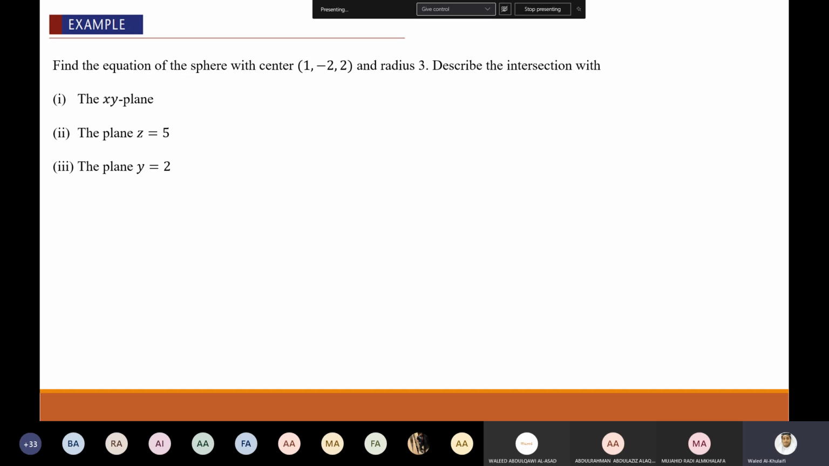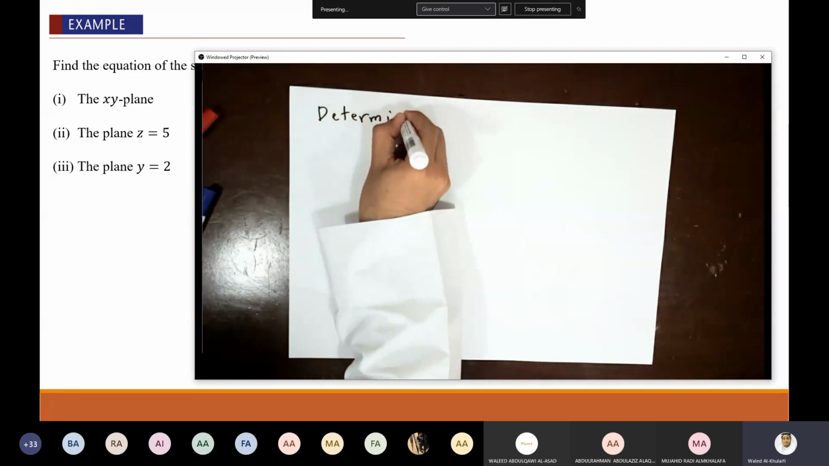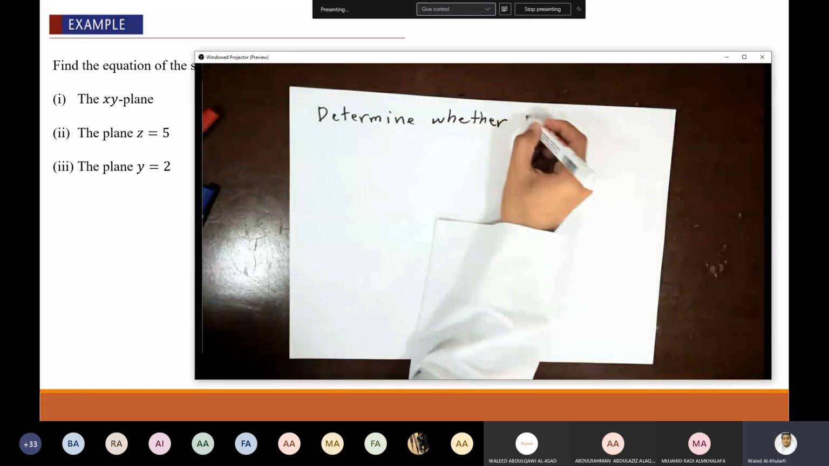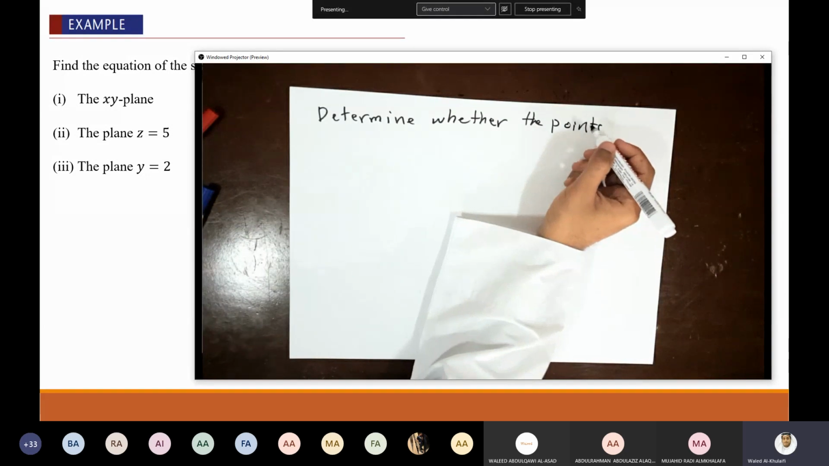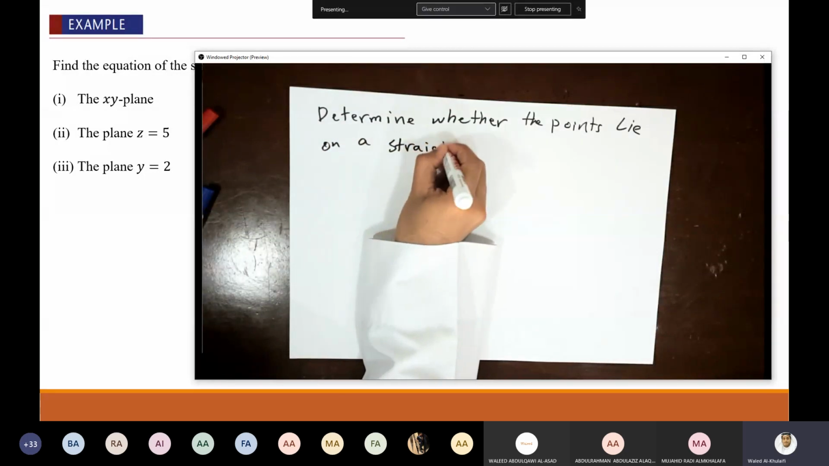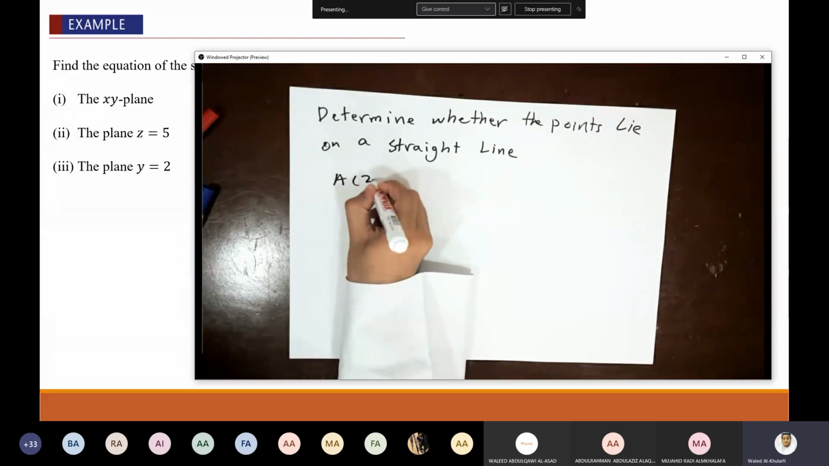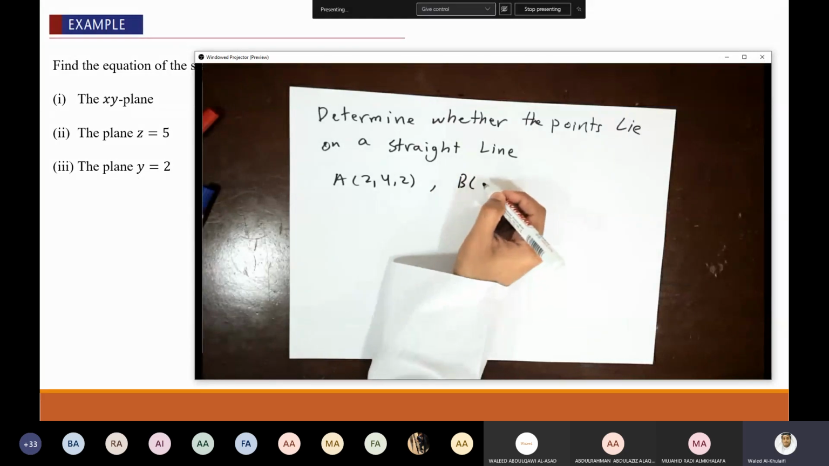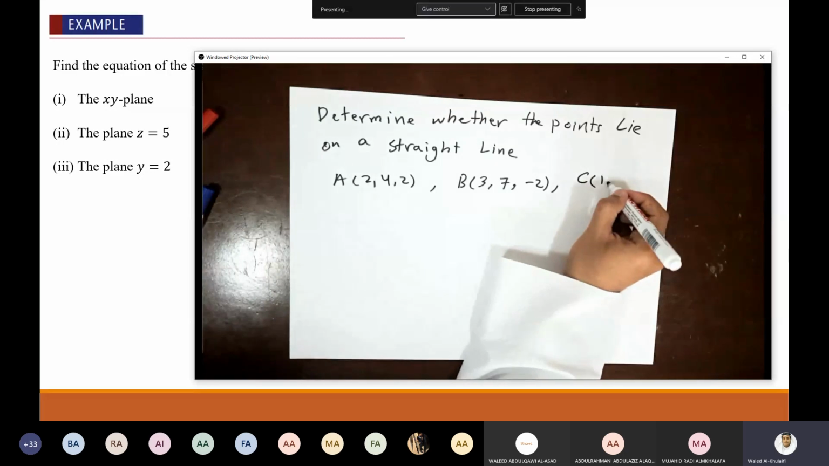Let me write the question. It says: Determine whether the points lie on a straight line, and he gave you points. For example, A (2, 4, 2), B (3, 7, negative 2), C (1, 3, 3). Sorry guys, there's a question, but let's discuss it in the last 5 minutes.